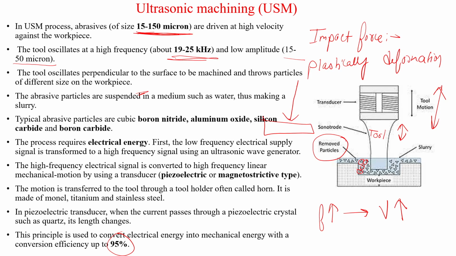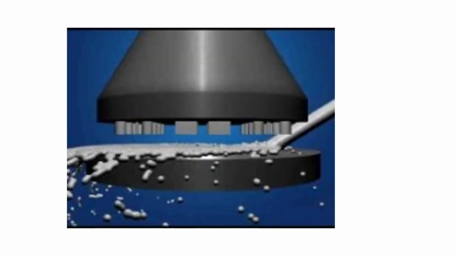When you are converting the electrical signal into a mechanical signal, there is not a complete transformation of the signal from one source to another. So when it is converting from electrical to mechanical, there will be some losses. That loss is only 5%, and 90% conversion is happening. This is all about ultrasonic machining. We will see a small video of how ultrasonic machining is being done.